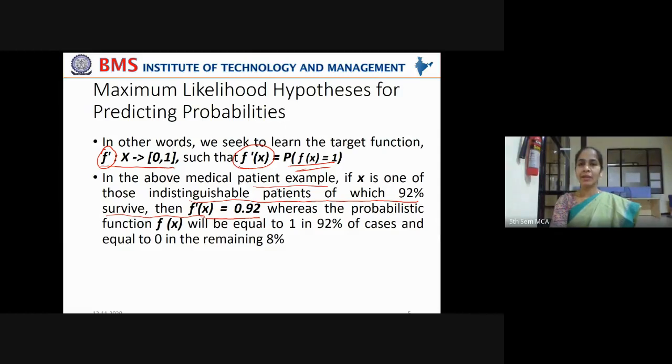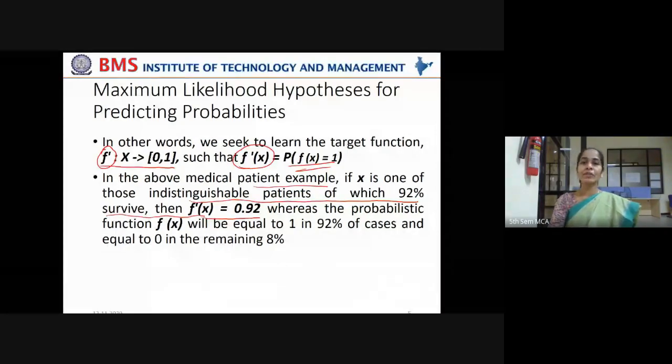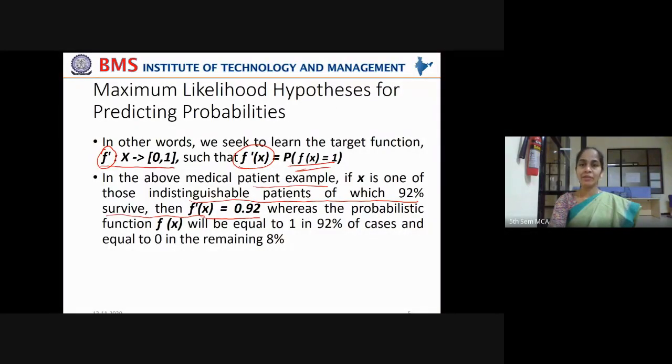So in the given medical patient example, if X is one of those indistinguishable patients, means all are having same symptoms. So the patients are indistinguishable. In that case, 92% survive. From the experiment, we got that 92% patients survive with those symptoms. Then what is f dash of x? What is the probability of f dash of x? It is 0.92. Probability lies between 0 and 1. That is why percentage will be converted to decimal points. So it is 0.92.